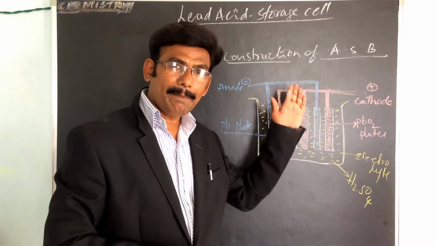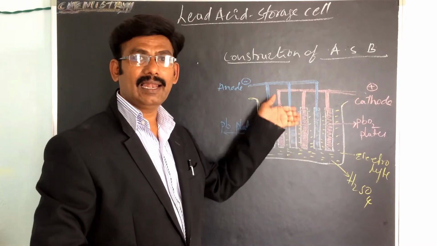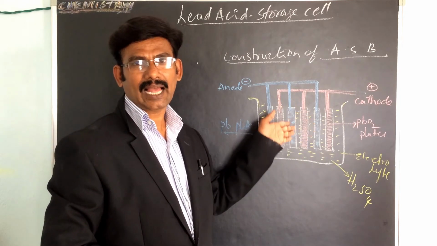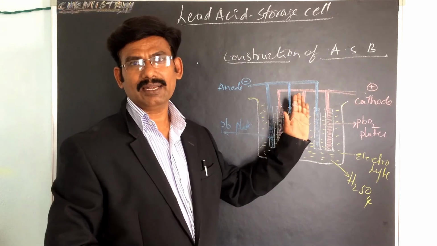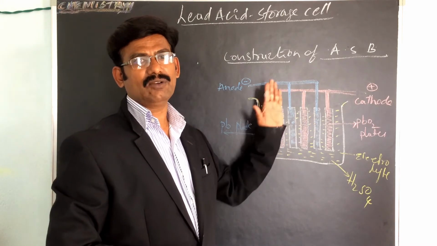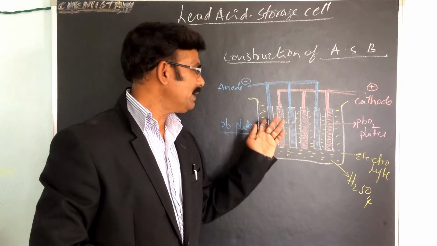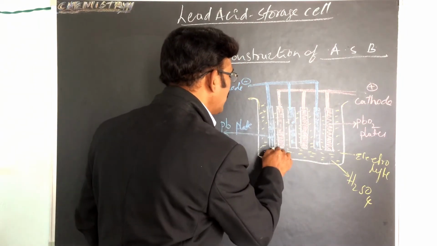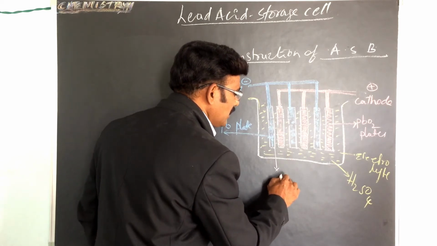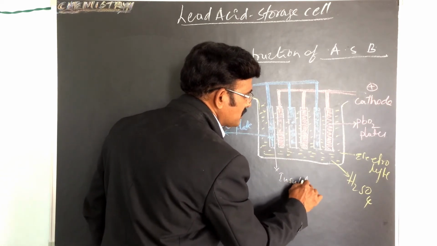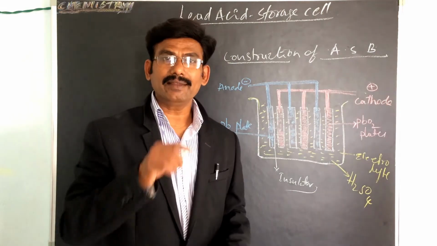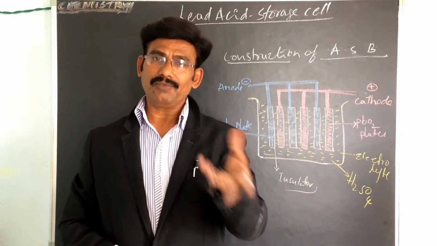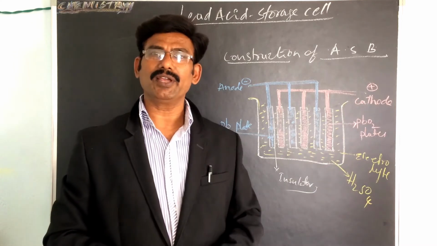The lead plates and lead oxide plates, cathode and anode, are connected in a parallel way, one by one and also adjacent. Between them there is an insulator. What is that? A rubber insulator. The white color is the insulator. We can use fiber glass fiber or rubber.